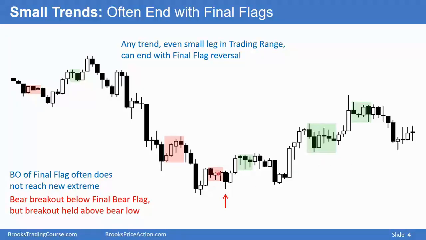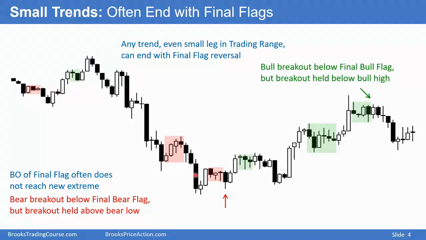Bear breakout below a bear flag, yet the breakout reversed up from a higher low. A breakout from a bull flag, and the bull breakout reversed down from a lower high. 2 legs up, you can call this a bigger bear flag, and we have a bear breakout, yet the bear breakout reversed up. This is also a final flag.